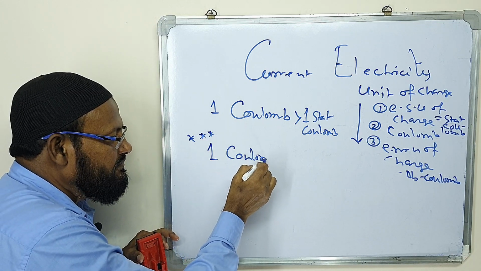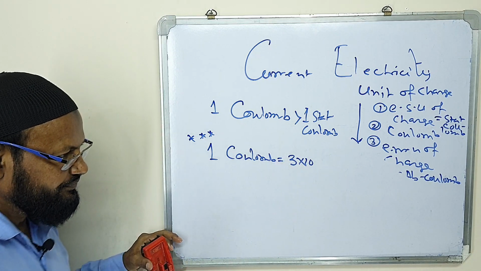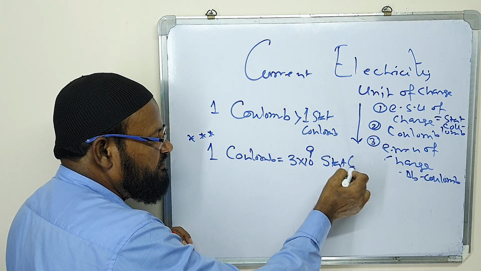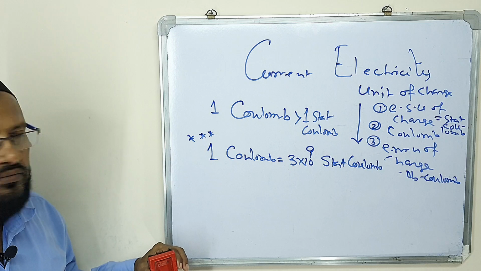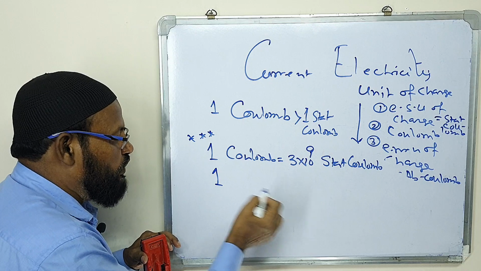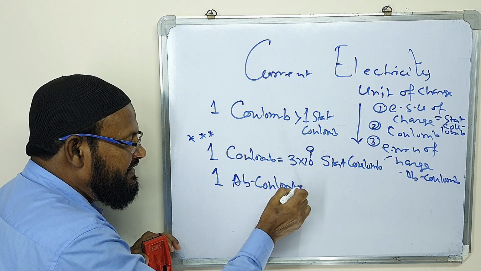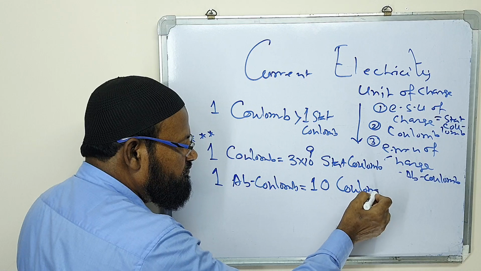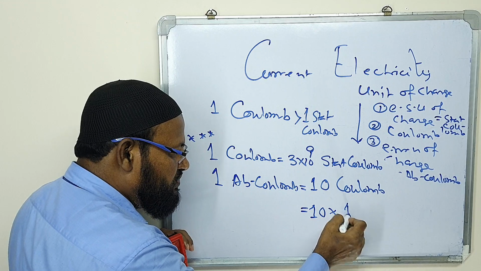1 coulomb is equal to 3 into 10 to the power 9 stat coulomb. 3 into 10 to the power 9 stat coulomb. Another thing, what is this? 1 ab coulomb, that is EMU, ab coulomb, that is equal to 10 coulomb. Now what is this? This can be written 10 into 1 coulomb.